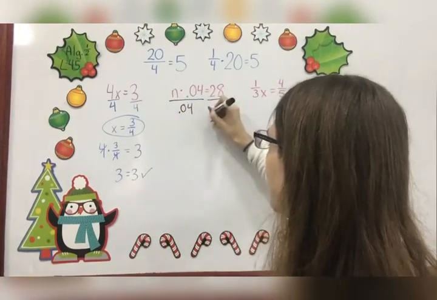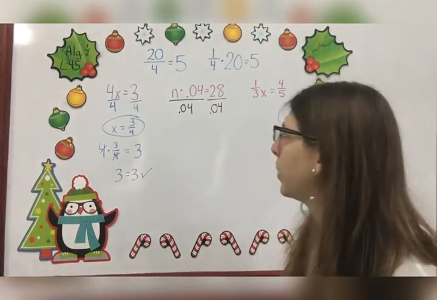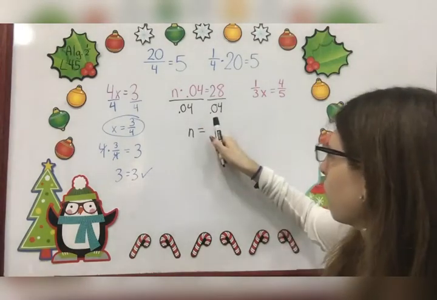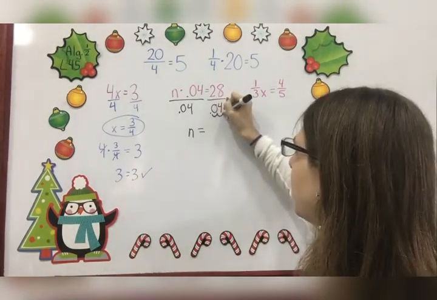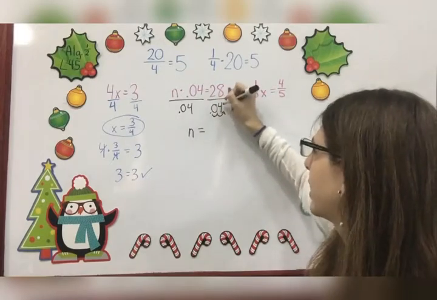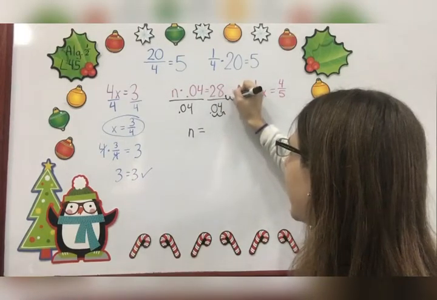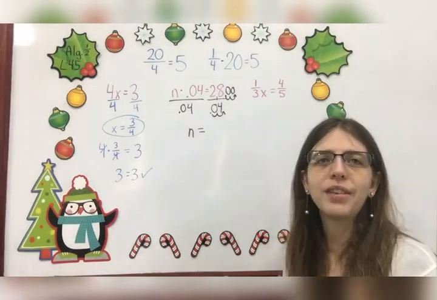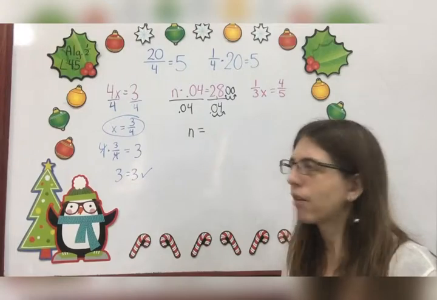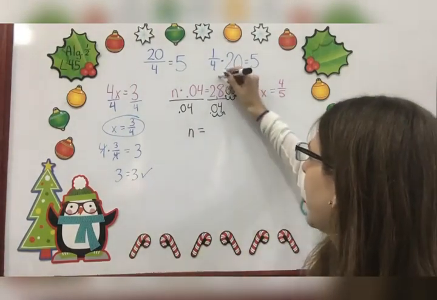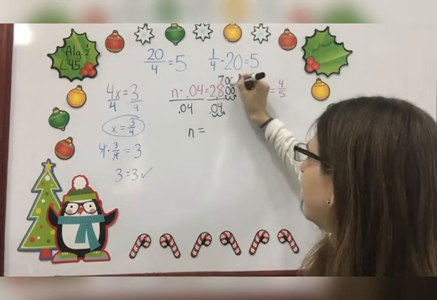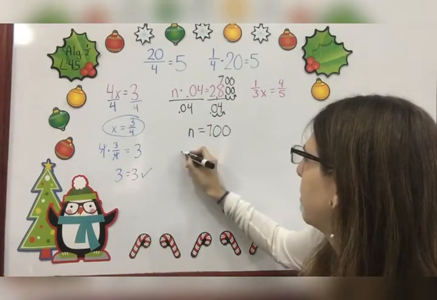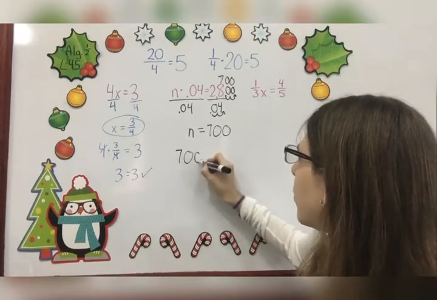All right, we're going to divide both sides by 0.04. So that cancels out my 0.04. When I divide, remember I have to move my decimal point over, so there's no decimal point in what I'm dividing, which means I have to move it over here. So I'm really now dividing 2,800 by 4. 4 goes into 28 7 times, 0, 0, so n equals 700. Put 700 back in place of n in order to check it.